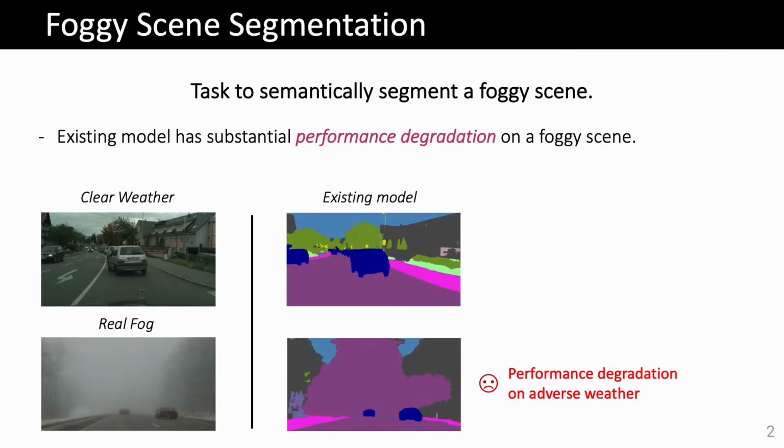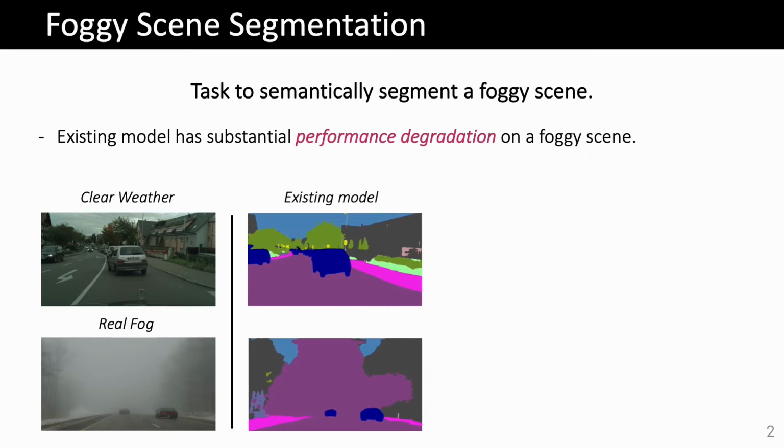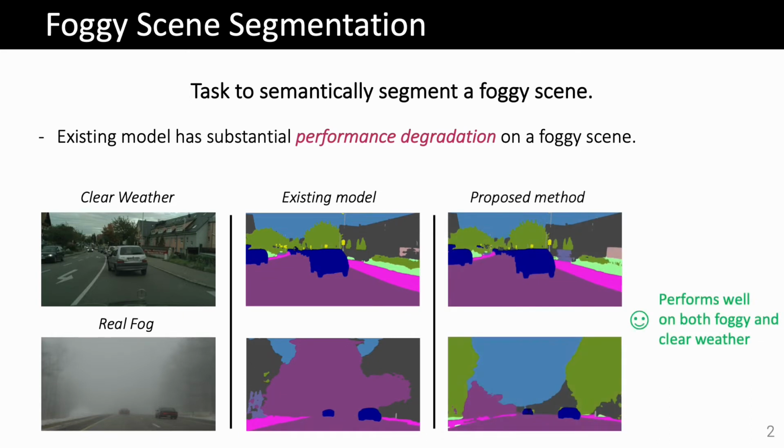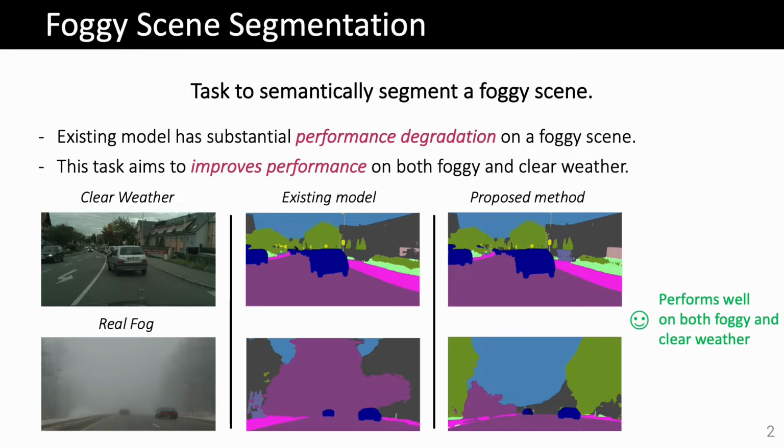Semantic segmentation has great advances, but they only focus on improving accuracy under clear weather, so they have performance degradation on a foggy scene. However, for real-world applications, robust recognition on foggy scenes is very crucial. So, this task aims to improve performance on both foggy and clear weather.